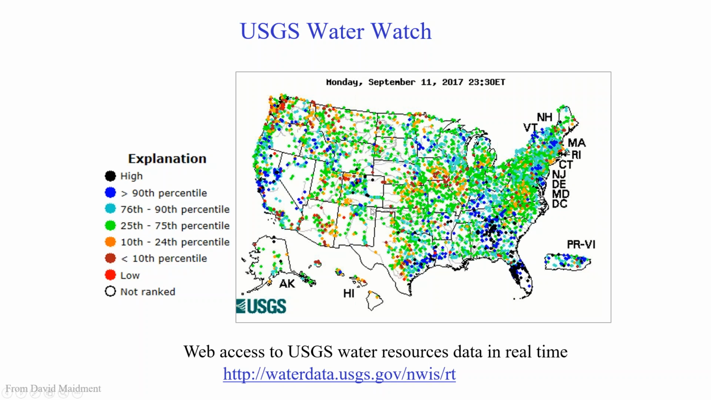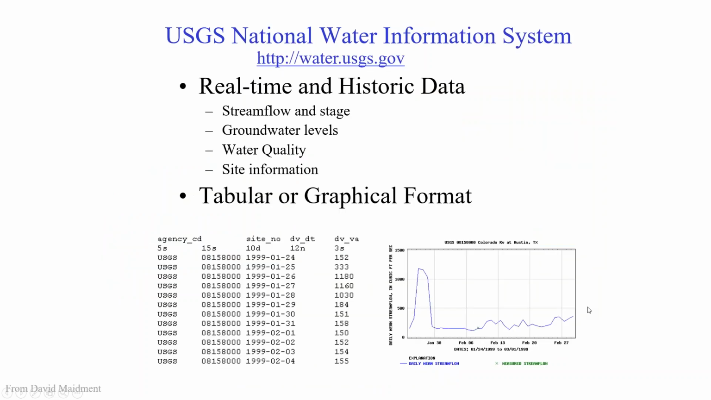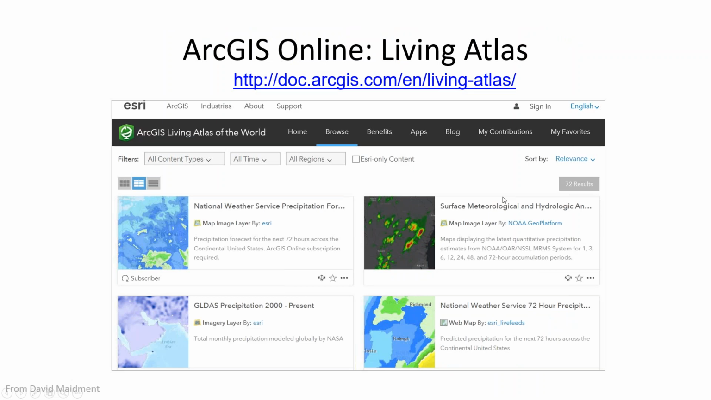And you can actually on this website go in and click on each individual dot and look at what the stream flow is. So here's what you can get. You can download the data in tabular format or graphical format.